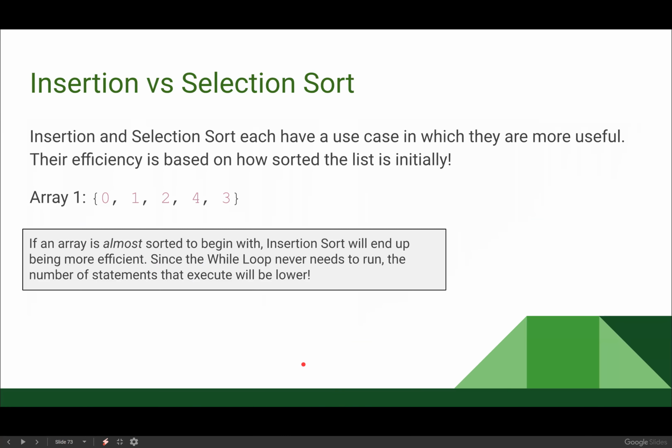Now, insertion sort and selection sort each have a use case in which they are more useful. Their individual efficiency is going to be based on how sorted the list is at the beginning. So if the array is almost sorted to begin with, 0, 1, 2, 4, 3, then insertion sort is going to end up being more efficient here.